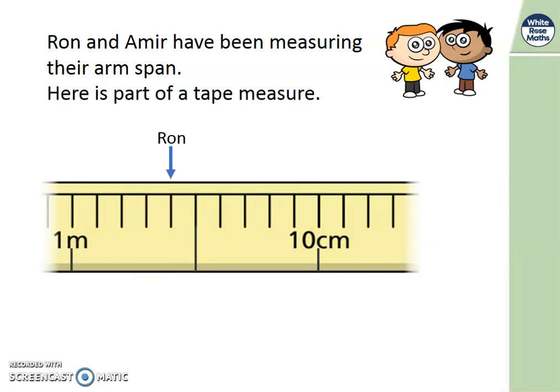Ron's arm span reaches to here. How far is that? Well, here's 1 metre and 1, 2, 3, 4. So Ron's arm span is 1 metre and 4 centimetres. Well done if you saw that.